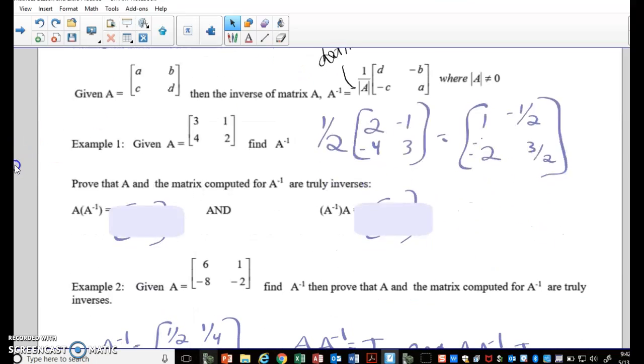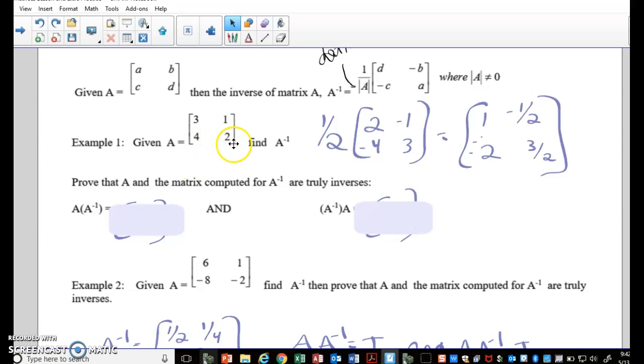Okay, so let's try it. Given A equals [3, 4; 1, 2], find A^-1. First of all, where did this 1/2 come from? Well, this 1/2 came from the determinant. So 1 over the determinant of A, the absolute value of A, is 3 times 2, 6, minus 4, is 2. That's where this 2 came from. Then we switched the A and D.